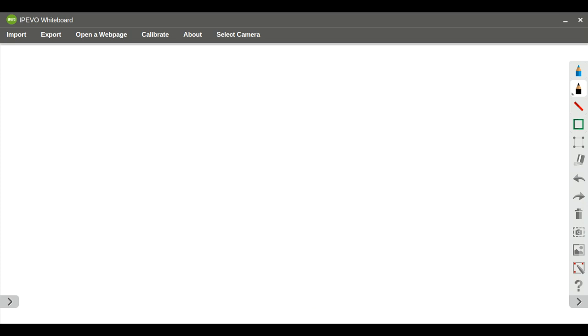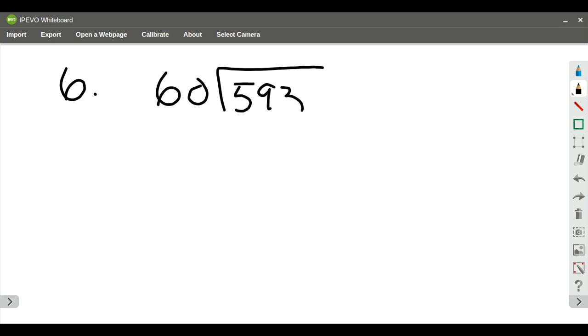Okay. Go ahead and take a look at least one more. The next one I'm going to take a look at is number 6 on your independent practice on the bottom of page 265. And I have 60, and I'm going to divide that into 593. I'm going to do it a little bit different this time. I'm going to do an estimation just to get that practice in. 593 is going to be near 600. So I'm going to do 600 divided by 60. My answer should be somewhere around 10.